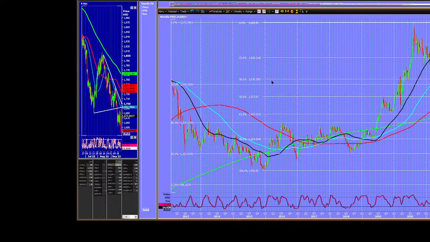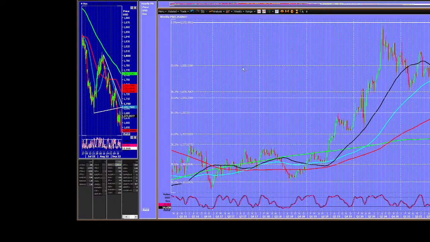Now, I think what is more important is the fact that we've broken the 38.2% fib dating back to 2015, which coincided really nicely with the 200-week moving average and the 2021 lows. There's just a lot going on at that 1680, 1676 area. So we need a break below sort of 1640, 1635 for the next sell signal.